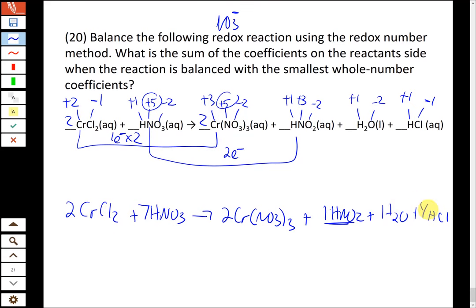And then what is this asking for? What is the sum of the coefficients on the reactant side? So the sum would be 2 plus 7, which is 9.